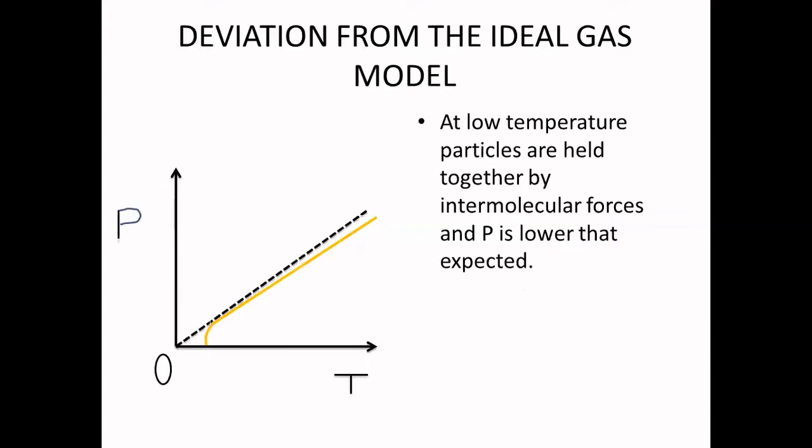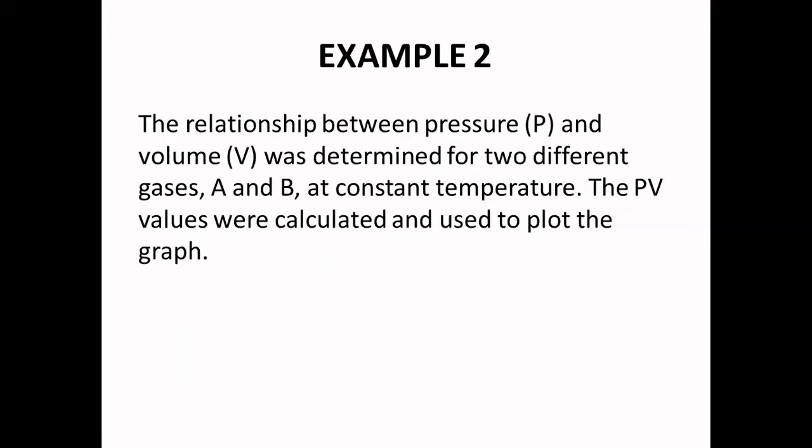So let's consider this other graph. On the y-axis we have pressure, on the x-axis we have temperature. You can see that there is a deviation there at low temperature. The deviation is denoted here by this yellow graph. At low temperature, particles are held together by intermolecular forces, and P is lower than expected.